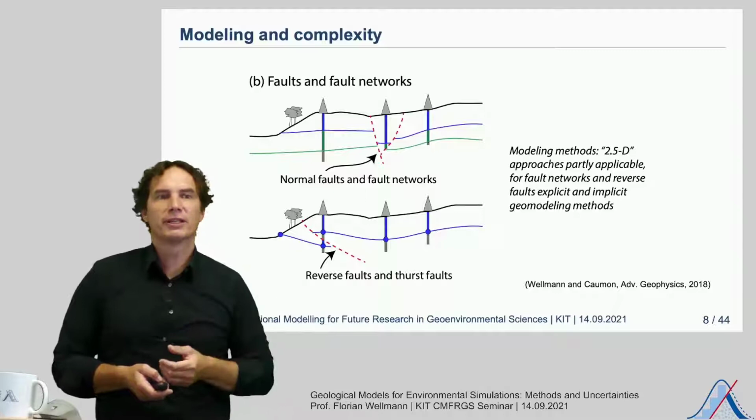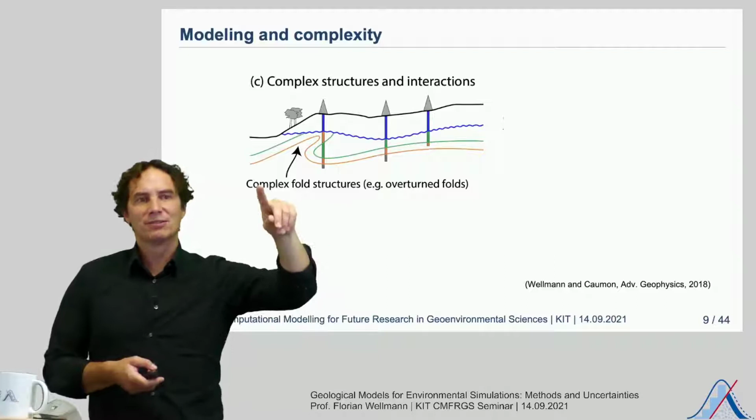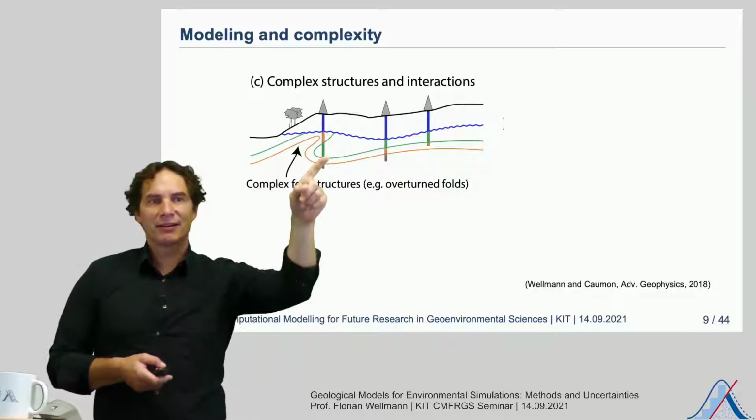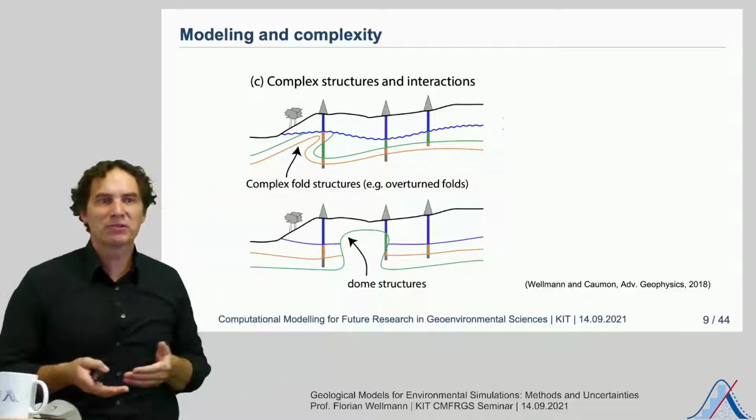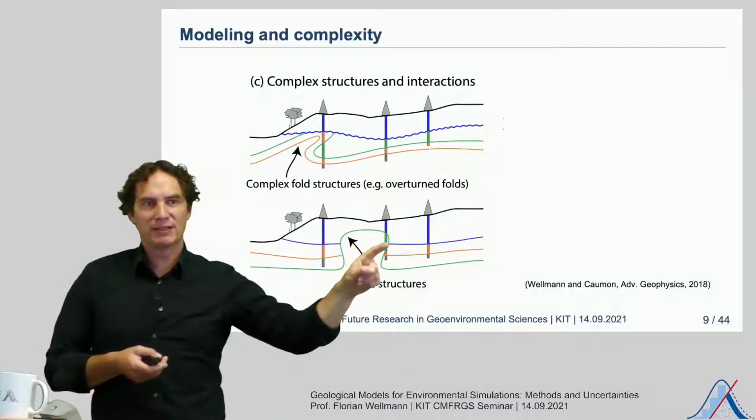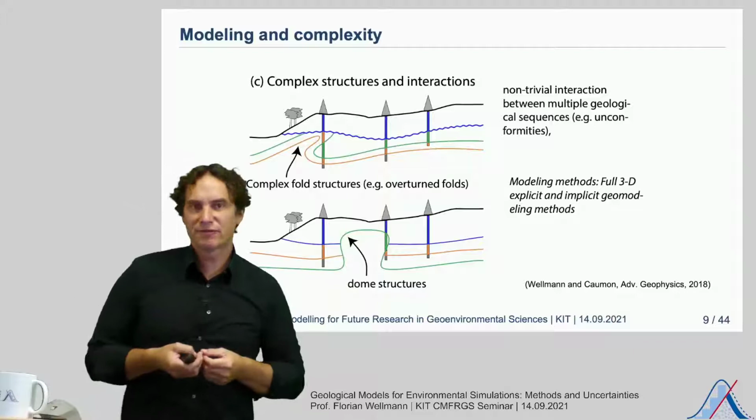It gets even more complicated. Of course, we can make this more and more complicated. Let's look at something like an overturned fold and an unconformity, maybe like here. We see that suddenly we intersect this interface actually three times there, and down here. And the orientation of this interface also changes. Or we can look at things like dome structures, where we have this interface overturned, and we get very complex relationships between these features and the surrounding interfaces. And this is really where we need to look at these full 3D modeling approaches.